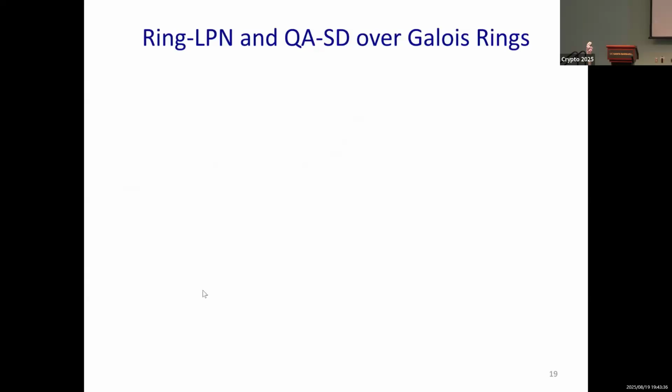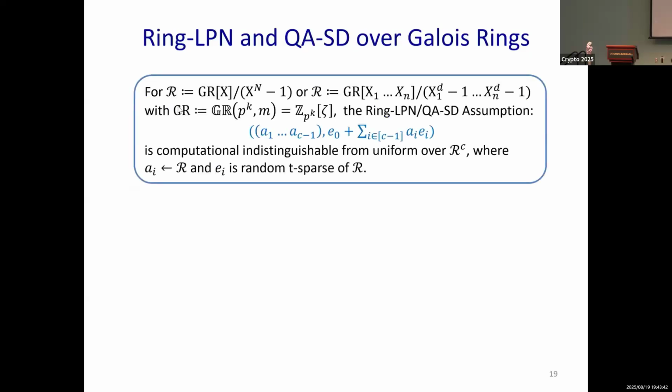We first show the ring LPN and the QASD assumption holds over Galois rings. For the univariate ring and the multivariate ring, the ring LPN assumption says that for uniform a_i and each e_i a random t-sparse element of R, this inner product is computationally indistinguishable from the uniform distribution.